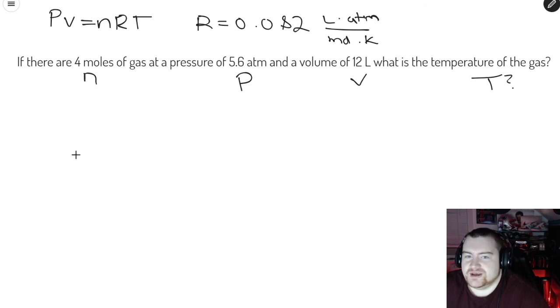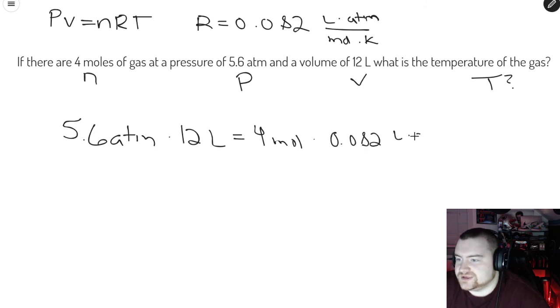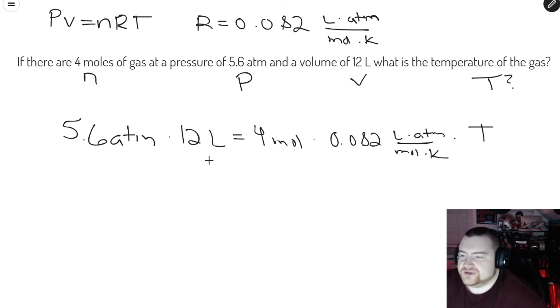So we'll just plug these numbers into our equation and see what we get. P is first, so we have 5.6 atm. Then we have our volume, which is going to be 12 liters. That is going to equal n, which is 4 moles, times R, which is 0.082 liters atm per mole Kelvin. And then we have times our temperature, which we don't know and we're going to solve for. So when we have the equation lined up here, you can sort of see why the units have to be the same as R.